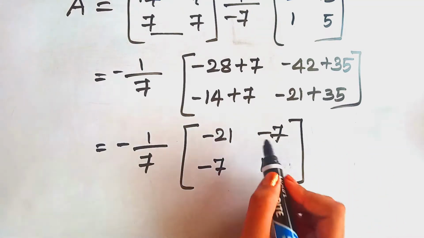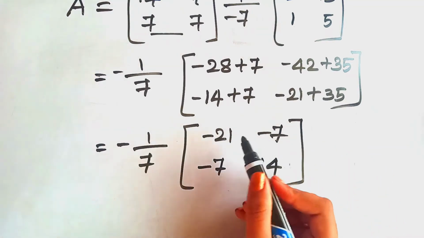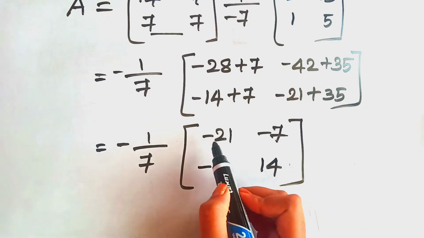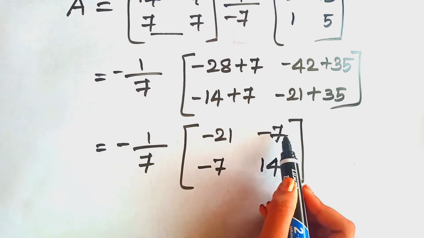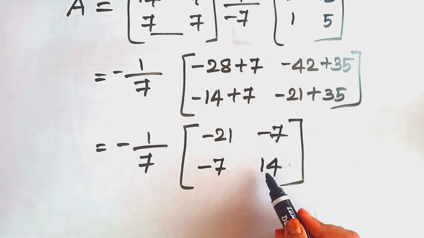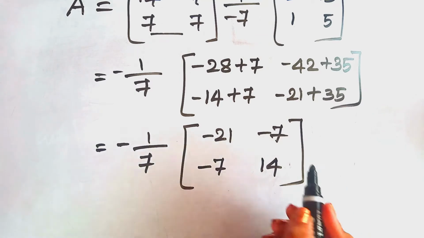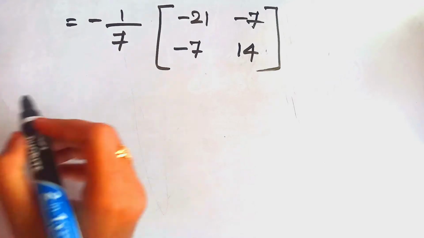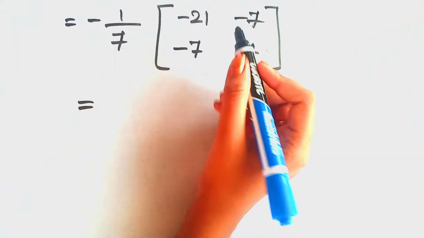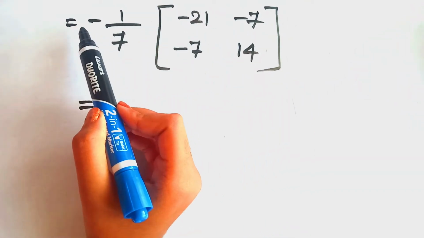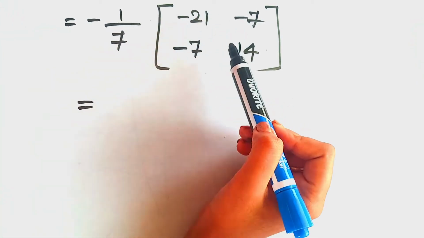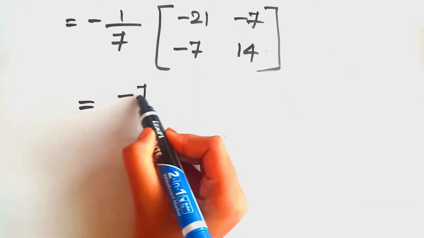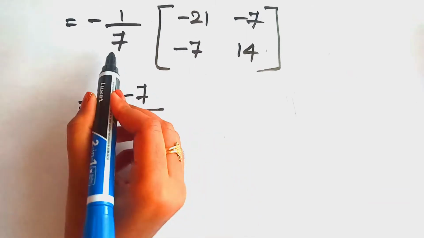Okay. Now here you can see that the number 7 is common in each and every value of this matrix. 7 3s are 21, 7 1s are 7, and here 7 2s are 14. So 7 is common everywhere, right? So let's take that 7 outside. Here you can see that there is a minus sign, and there are so many minus signs, so we are taking minus 7 outside. Here there is already a minus 7, right?